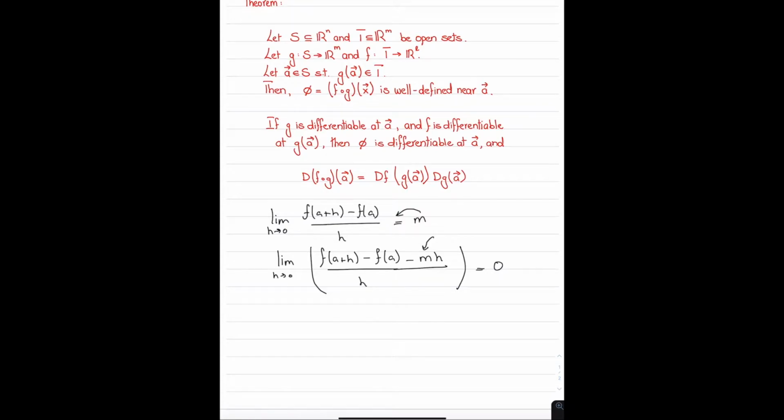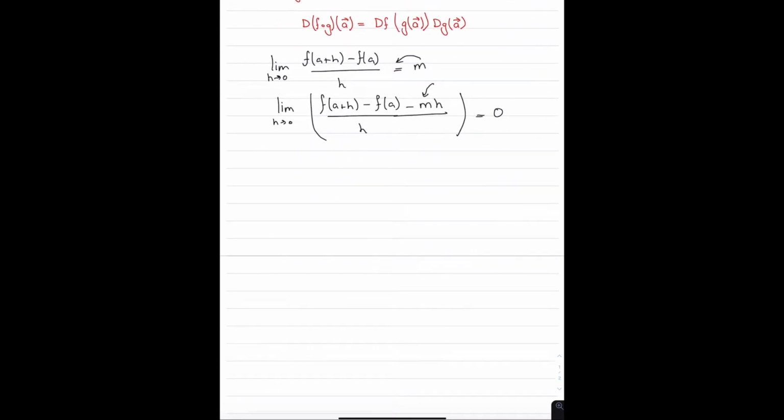It allows the domain and the range of f and g in this case to be R to the power of anything. So it could be R cubed, R squared, basically anything. So what we do in that case is this definition can be generalized, and the way we generalize this in multivariable calculus is we replace h with the vector h.